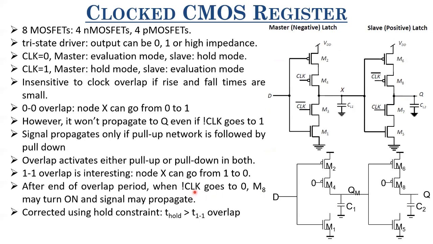So how can we handle this? We can handle this by applying a constraint on the input. That is, if T hold is greater than T 1-1 overlap, then definitely this D won't be passed to this Q.